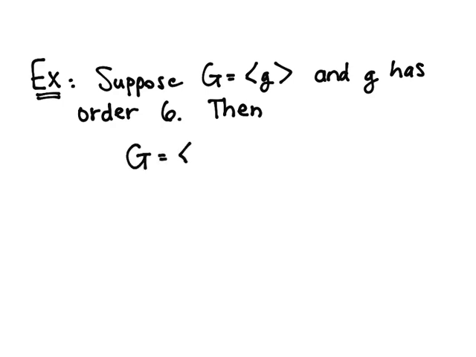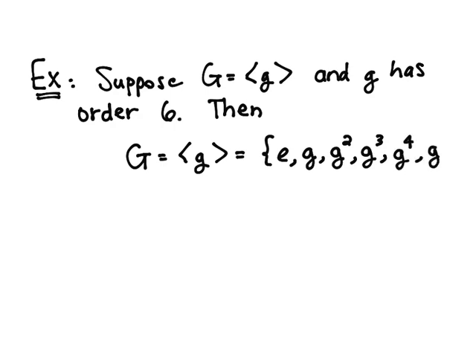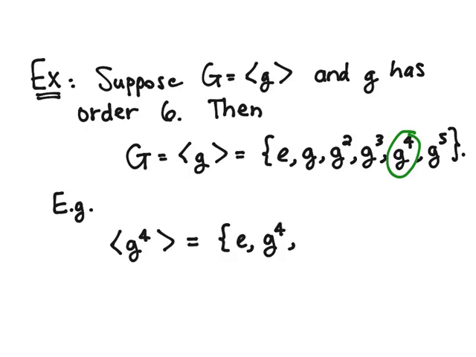Then we can write out what the elements in capital G are. They're exactly the elements of the subgroup generated by g, so they're the powers of g, which are the identity, g, g squared, g cubed, g to the 4th, and g to the 5th. And I'll stop there because if I were to look at g to the 6th, that would be back to the identity. Now let's pick one of these elements, and we can pick whichever one we want. We're going to look at the subgroup that it generates. So for instance, let's say I pick this one, g to the 4th.